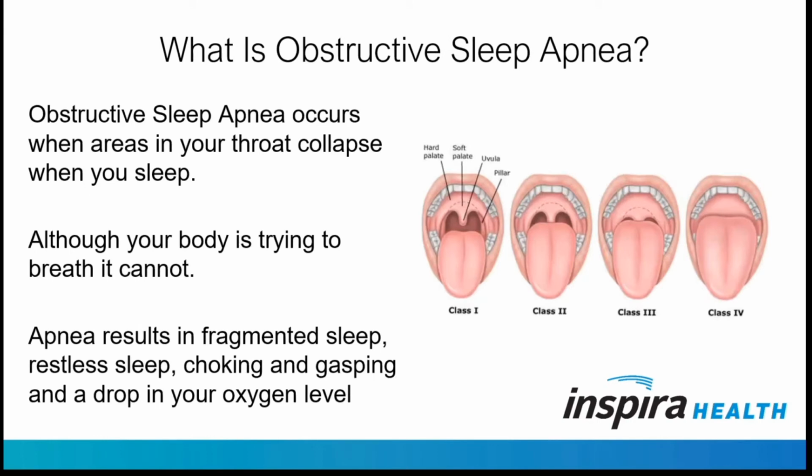So like I said, we're going to spend a good amount of time on obstructive sleep apnea. And as you can see in the pictures, class 1 is an open airway. You can breathe freely. There's no issues at all. Class 2, it's a little bit more restrictive. Class 3 is where we really start getting some compromised airways at night.